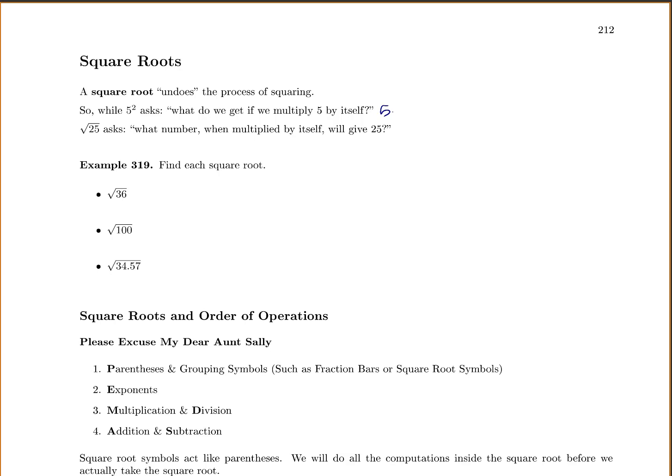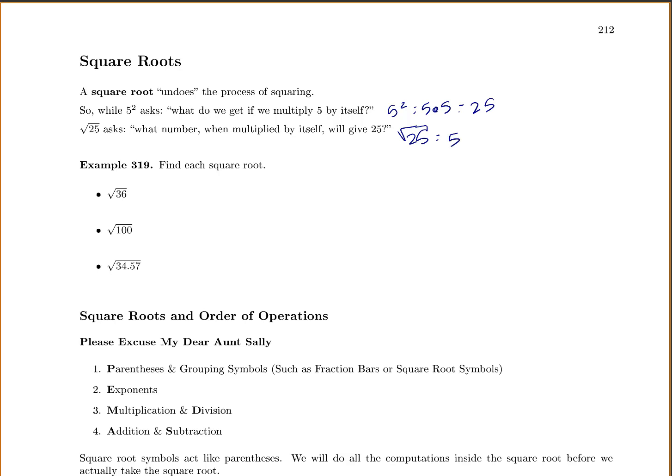So if we have 5, so 5 squared, we know that's equal to 5 times 5, which gives me 25. And the square root of 25, well, we say, what times itself gave me 25? Well, 5 times 5 gives me 25, so the square root of 25 would be 5.